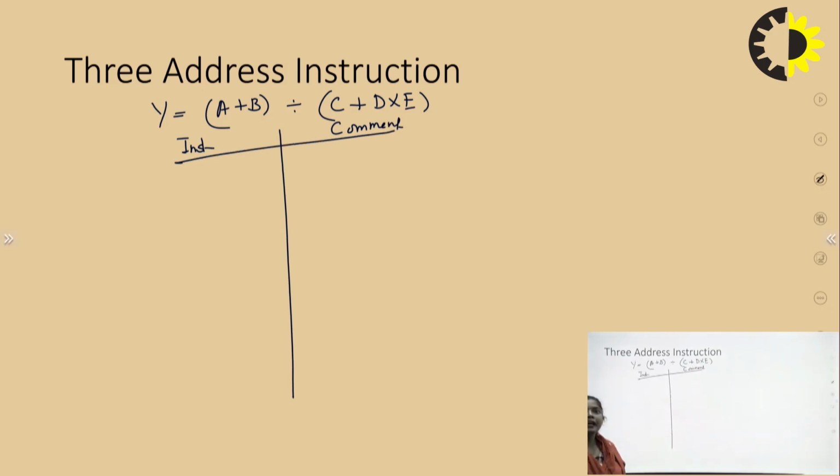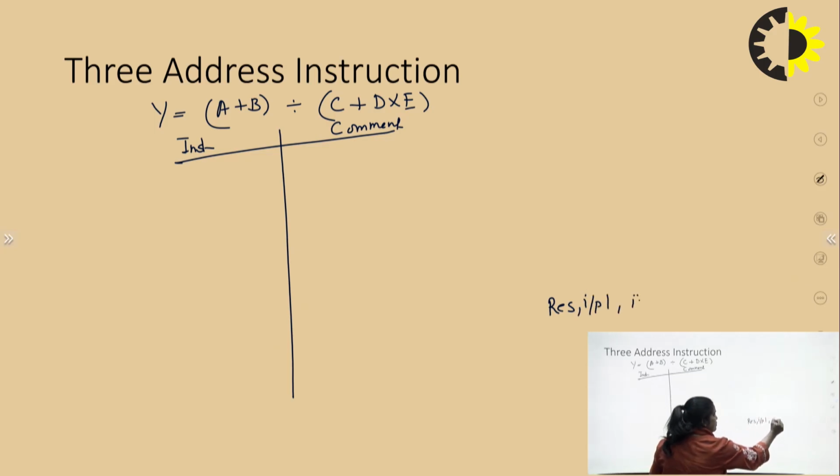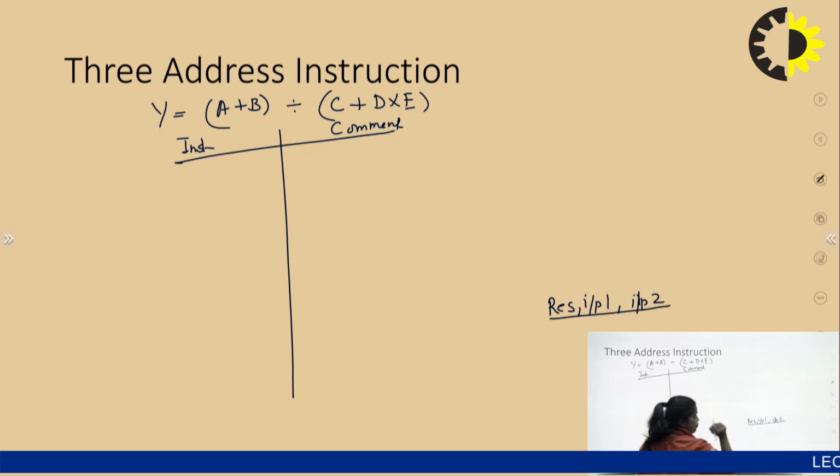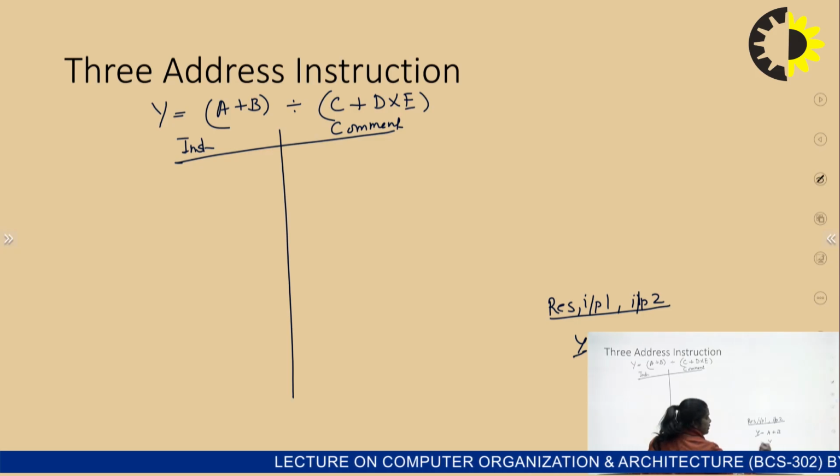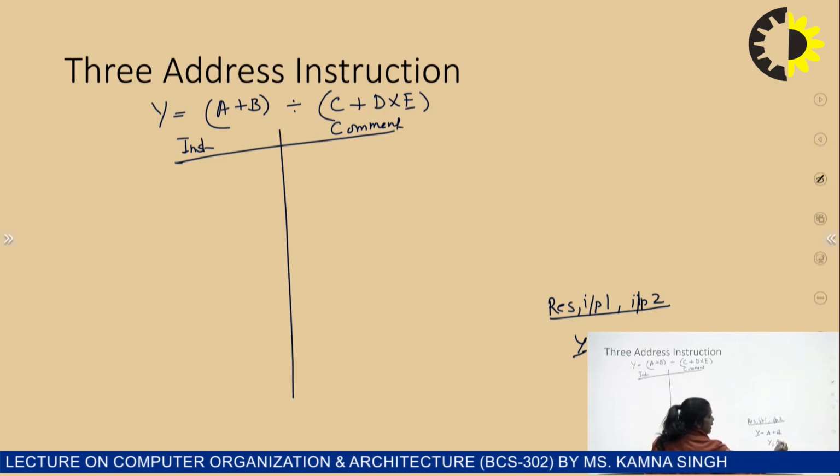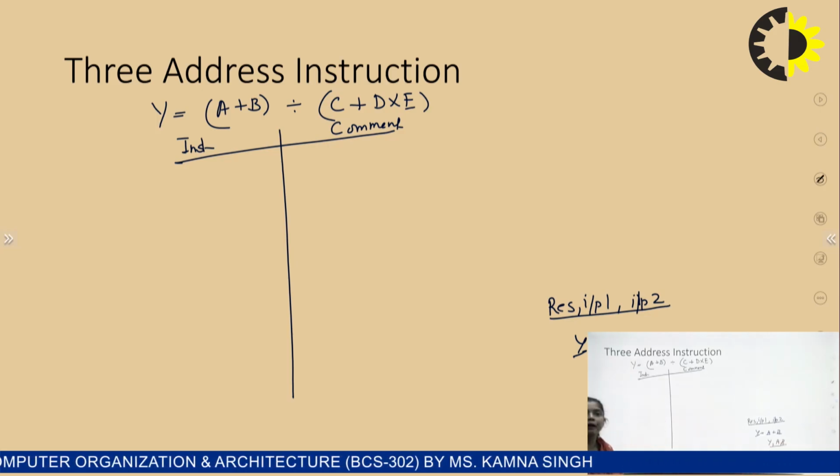Always remember, in the 3 address instruction, what does 3 address mean? In the 3 address instruction, the first value is the result, the second value is input 1, and the third value is input 2. If you are performing y = A + B, the result will be stored in y, and input 1 and input 2 are A and B, separated by a comma.